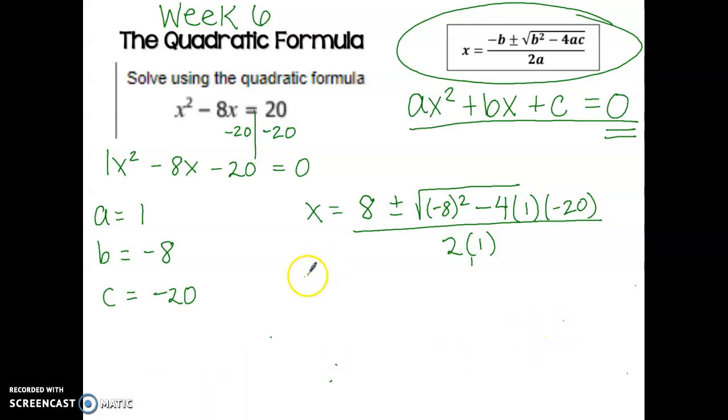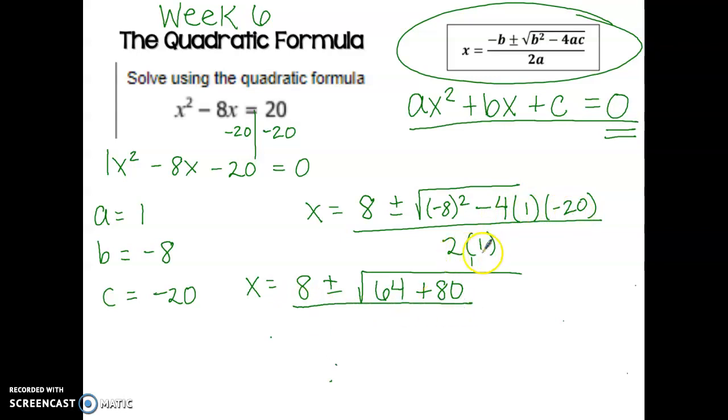So now if we start solving this out, we have 8 plus or minus. We're going to simplify what's under the square root first. So negative 8 squared, that's negative 8 times negative 8, which is positive 64. Then I'm going to multiply 4, A, and C all together. So I have a negative 4 times 1, that's negative 4, times negative 20, that's going to be positive 80. And it's all over 2 times 1, which is 2.